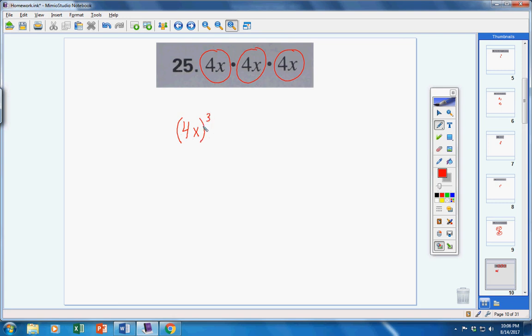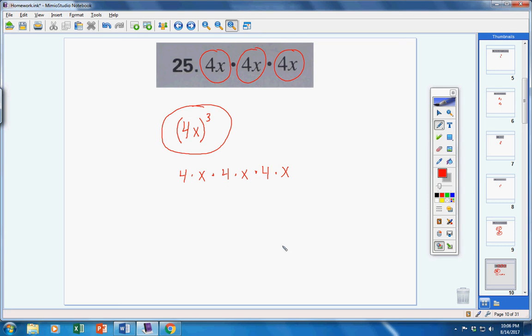Okay, so if you're going to write it like this, you must put a parenthesis around it, and then put a 3. Now that tells me you have the 4x written how many times? 3 times. So this is a great answer. I have no problem with that. Here's another way to look at this. Remember, 4x means 4 times x, and then times 4 times x, and so on and so forth.